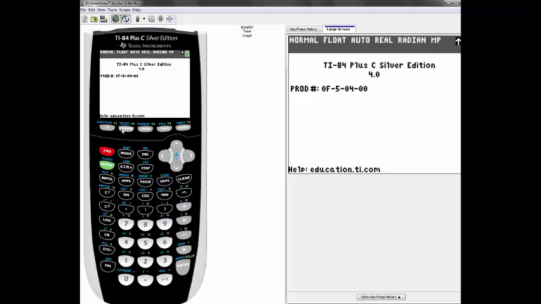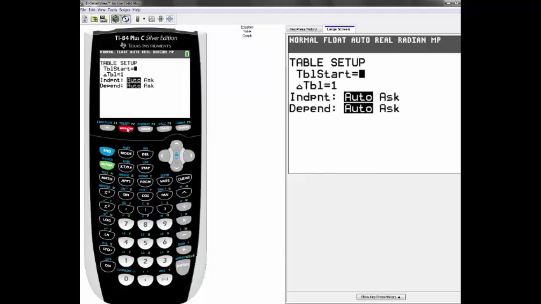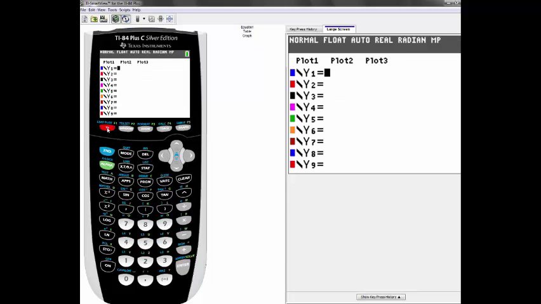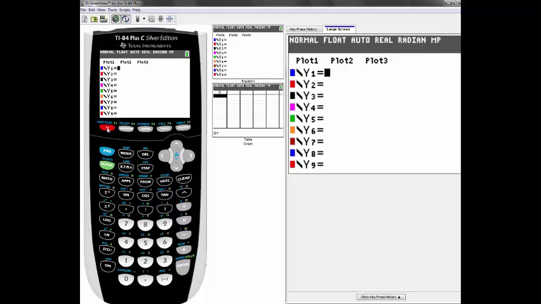Before I input the equations, I want to make sure that the table set is alright. So I'm going to leave this table start at 0 and the increment for each one of these values to go up by 1. That doesn't really matter. What matters is the independent variable. Instead of being auto, we're going to put it as ask. So it's going to prompt us to put in those x values that we want from our table.